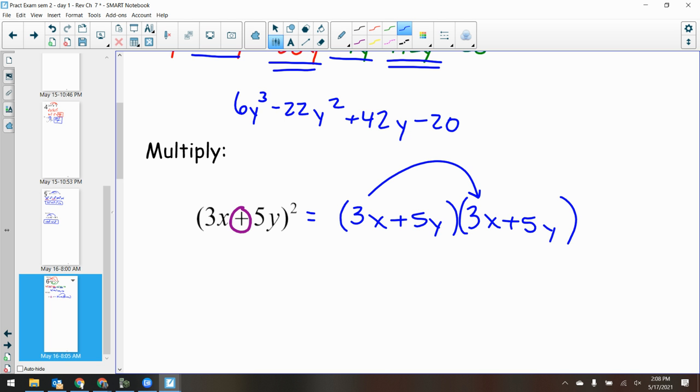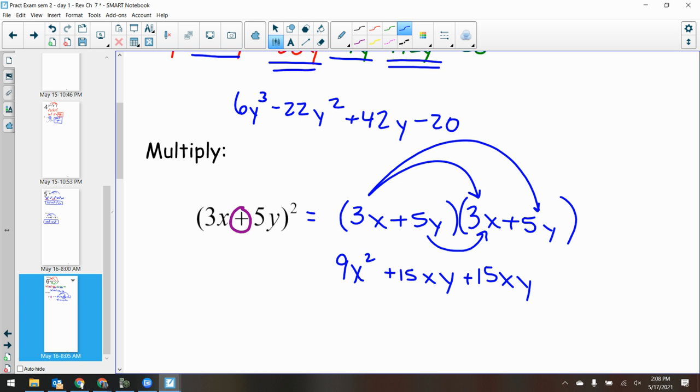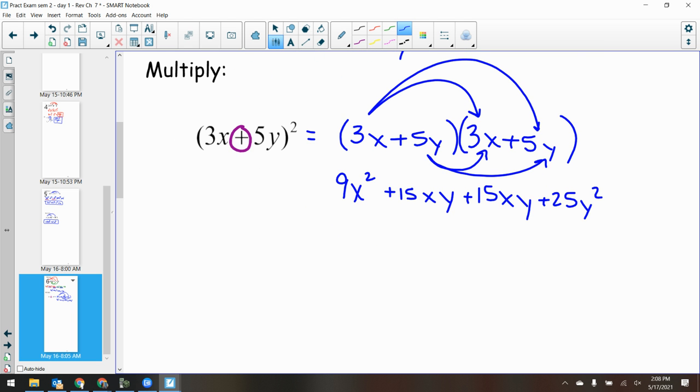3x times 3x, 9x squared. 3x times 5y, 15xy. 5y times 3x, 15xy. 5y times 5y, 25y squared. This should seem familiar to you because we just did this when we multiplied with radicals. So we get 9x squared, 30xy, plus 25y squared.